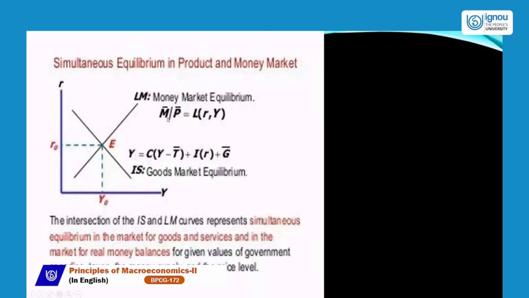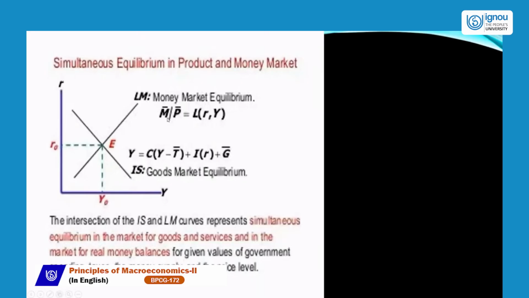And in case of money market equilibrium, equilibrium of the money market requires equality between money demand and money supply. So the goods and the money market equilibrium we can determine with the help of this equation. Next is simultaneous equilibrium in product market and money market.